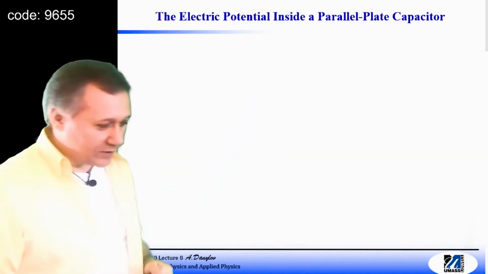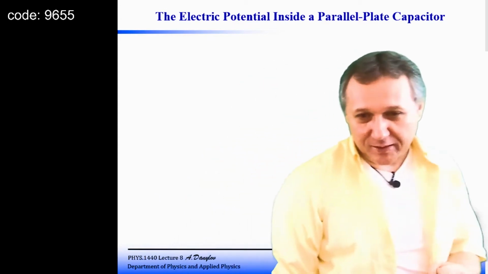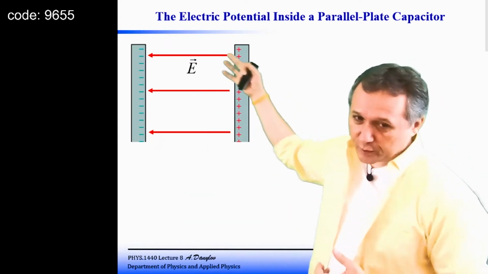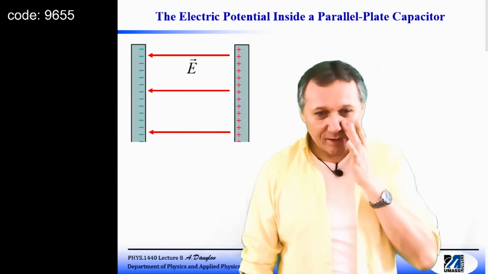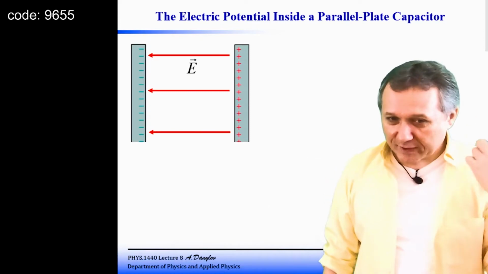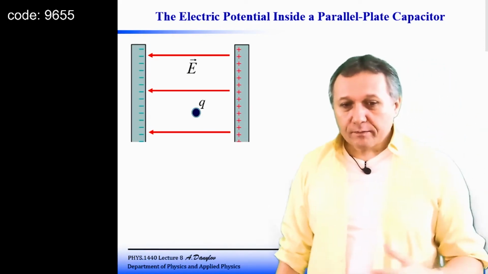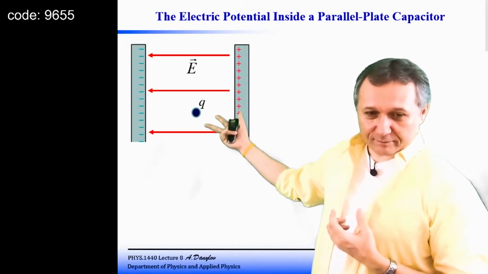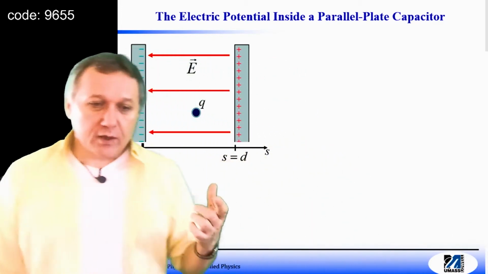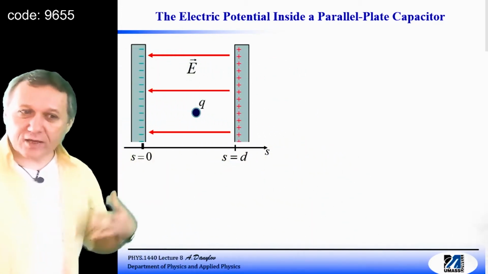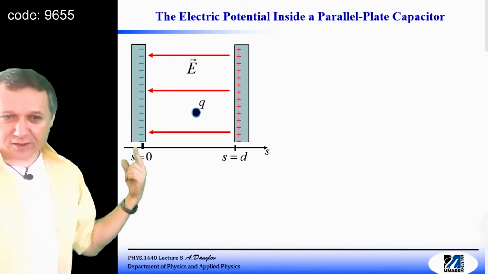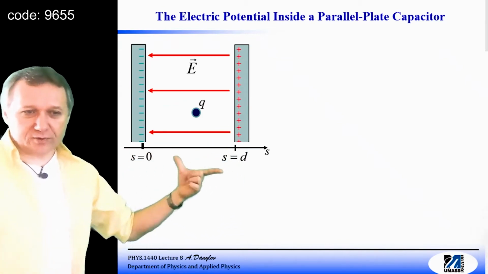Okay, so let's start with the PP capacitor, the parallel plate capacitor. Again, some negative electrode, positive electrode, electric field pointing from plus to minus. But now we want to write down the expression for the electric potential, V. So we will take the probe charge Q. And of course, let's introduce the coordinate system like we've done in the previous class. The origin is at the negative electrode, so S equals D, the spacing between the electrodes is D.